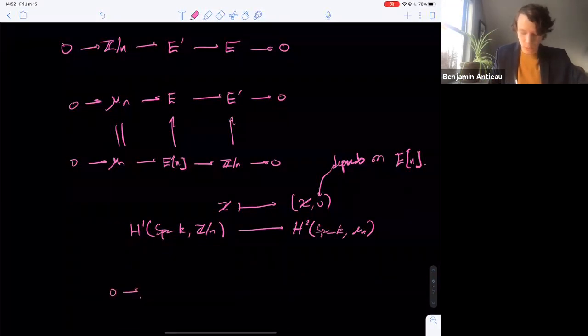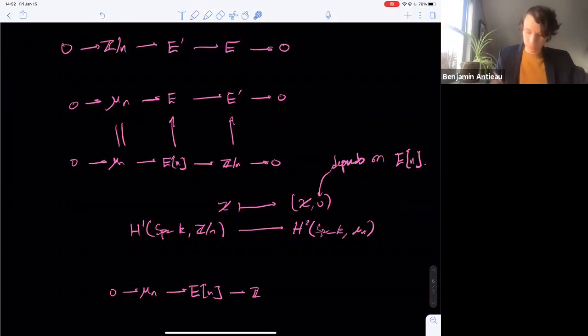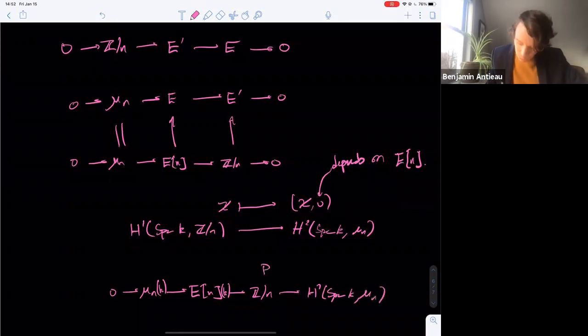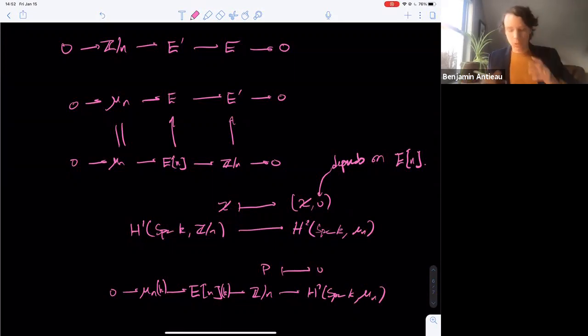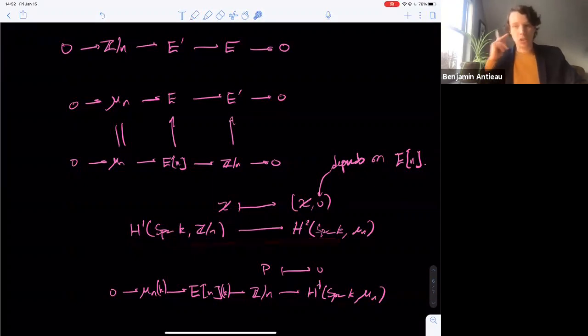I get this sequence 0 to μ_n to E[n] to Z/n. Oh, sorry, I probably should have done this. I'm going to actually take rational points. So this sends P to u. So u is only well-defined up to nth powers here. There's an obstruction to lifting this chosen n-torsion point to an n-torsion point of E. That obstruction is in H^1(μ_n). And what I'm telling you is that this boundary map in Galois cohomology is given by cupping with u. Sorry, maybe I should have written this χ cup u, but the cup and the u look a little too similar.